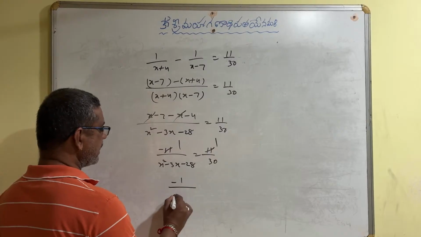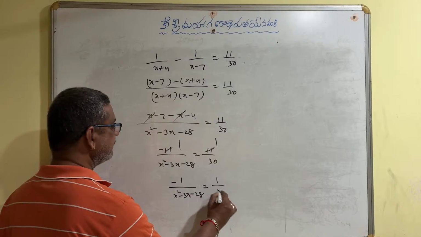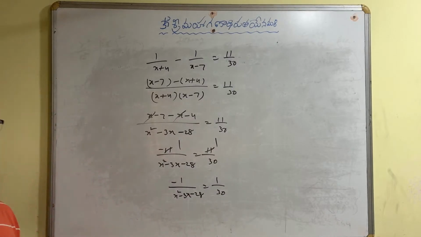So negative 1 by x square minus 3x minus 28 is 1 by 30. Now do cross multiply.